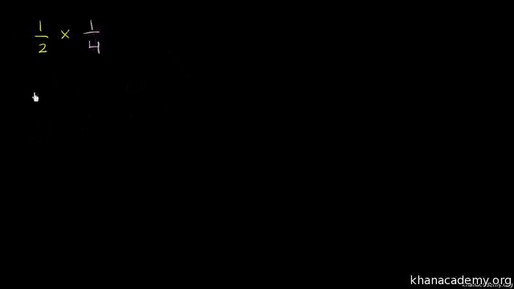Well, let me take a whole here, and let me divide it into fourths. So I'll divide it into 4 equal sections. And so 1/4 would be one of these 4 equal sections. But we want to take 1/2 of that. So how do we take half of that? Well, we can divide this into 2 equal sections and then just take one of them.